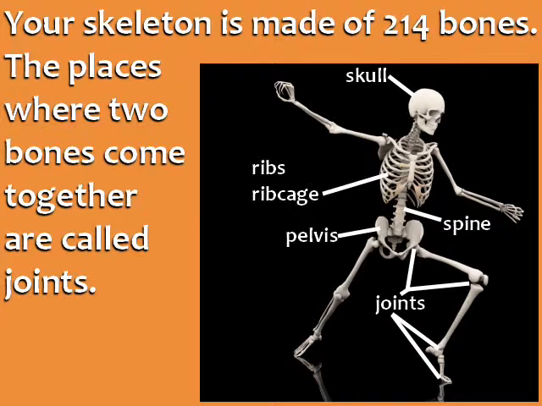Your skeleton is made of 214 bones. The places where two bones come together are called joints. For example, your knees, elbows, wrists, ankles, shoulders, etc. Here are some of the most common parts of the skeleton: skull, ribs or rib cage, pelvis, spine.